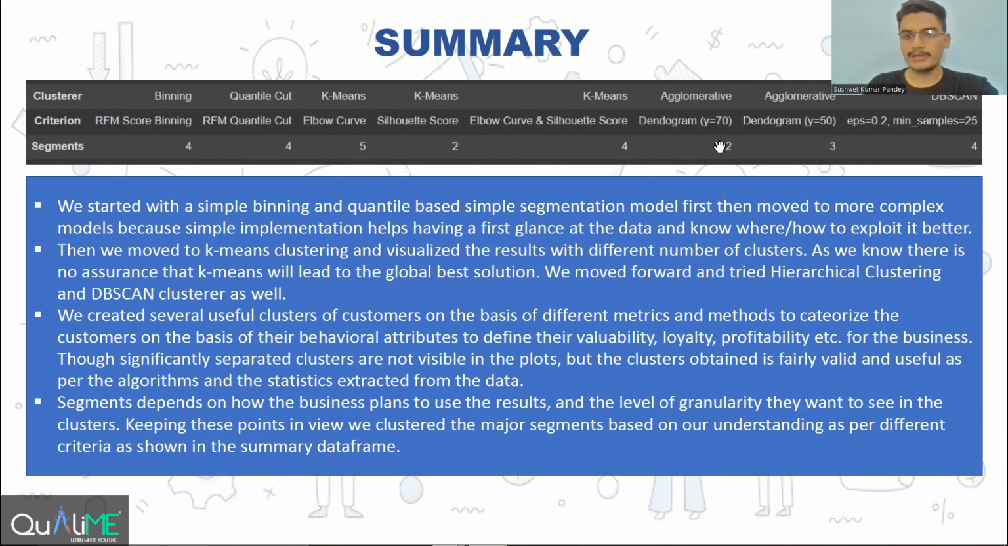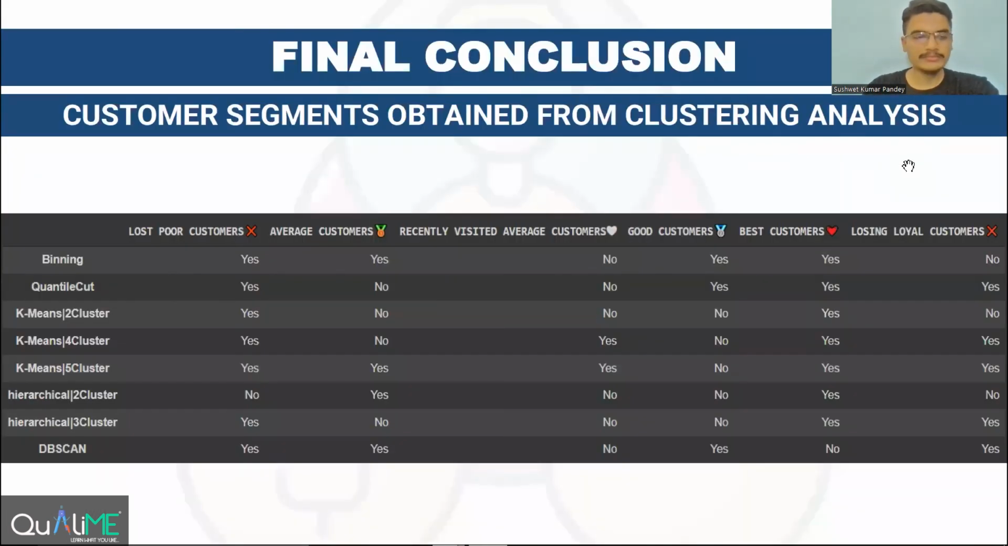Then we tried agglomerative hierarchical clustering. Then we obtained 2 possibilities from there. If we take the threshold distance to be 70, we got 2 clusters. With threshold 50, we got 3 clusters. Finally, we also implemented DBSCAN clustering with epsilon equal to 0.2 and min samples equal to 25. So we got 4 clusters.